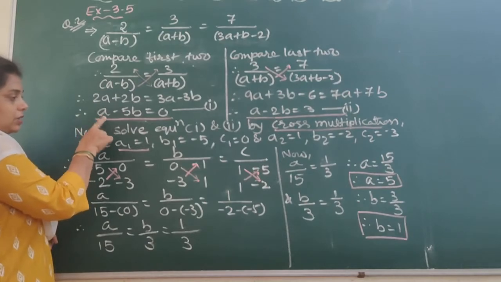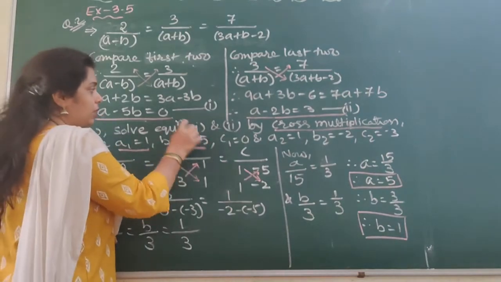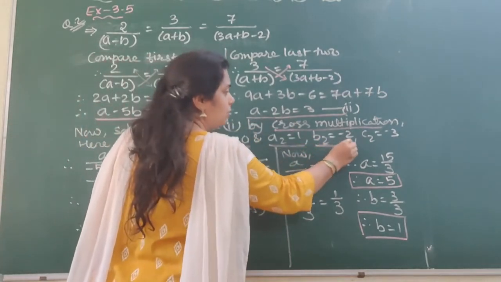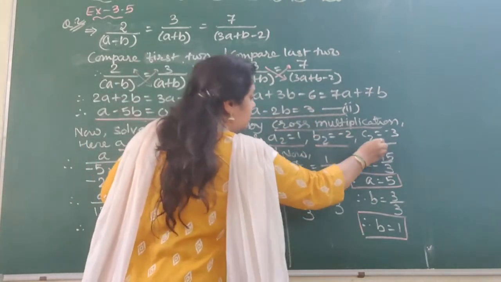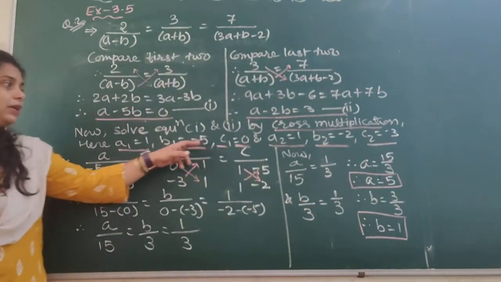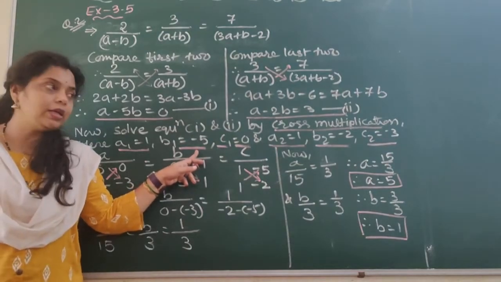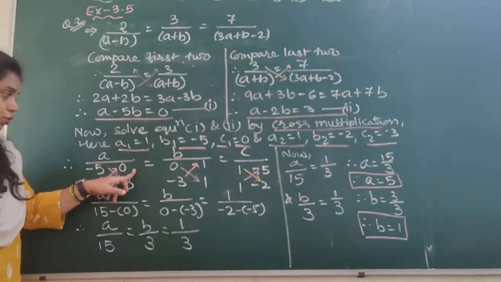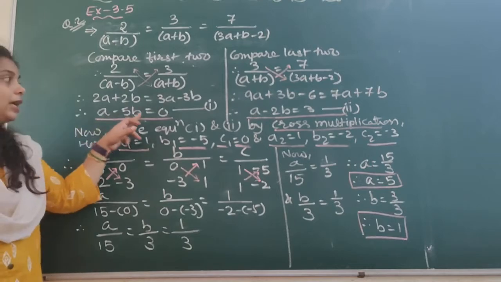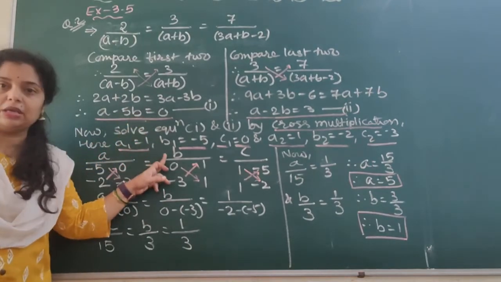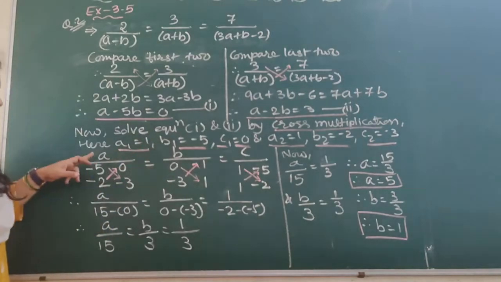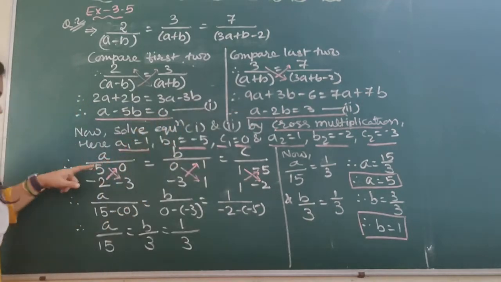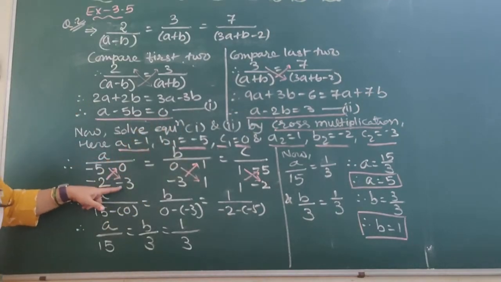A1 is from this, A1 is 1, B1 is minus 5, C1 is 0. From this A2 is 1, B2 is minus 2 and C2, if we take it to the other side, it is minus 3. So once we get A1, A2, B1, B2, C1, C2, we can apply the cross multiplication method as usual. Here it is a and b that are given, therefore we are using a and b instead of x and y. So below a, what to write? The coefficient of b and the constant: minus 5, minus 2, 0, minus 3.